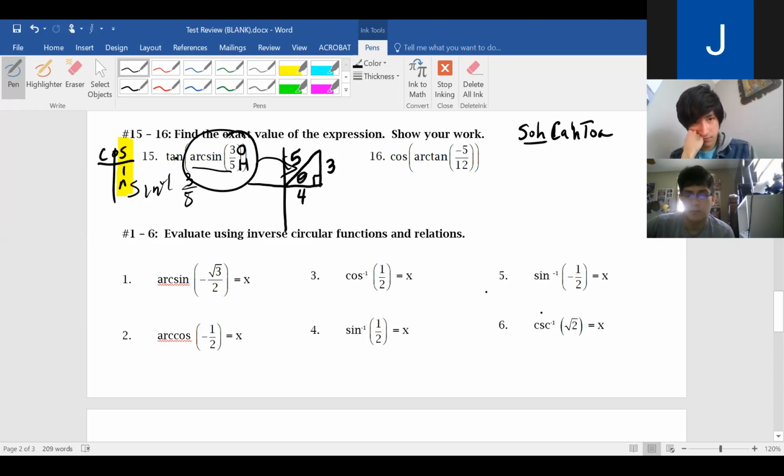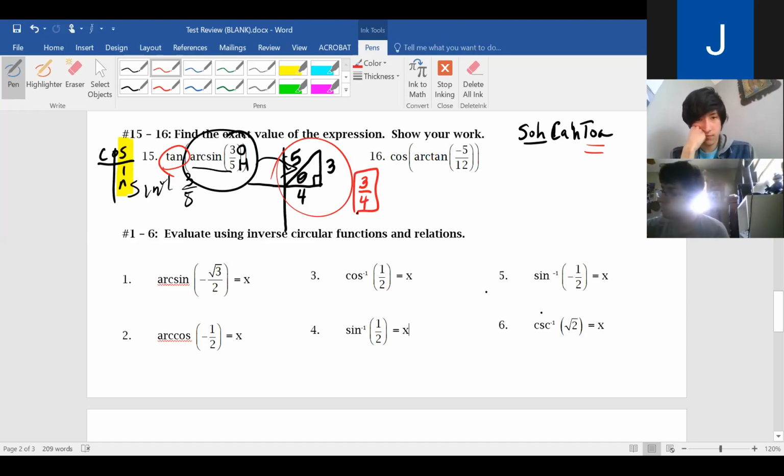Now you need the tangent of this picture. So tangent is opposite over adjacent. From the theta, the opposite is 3. The adjacent is 4. That's your tangent.